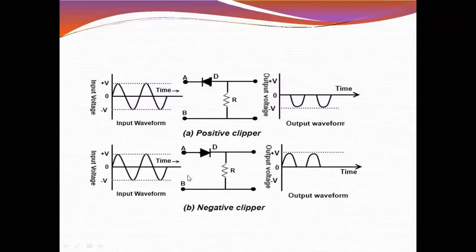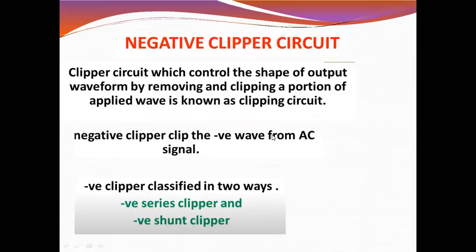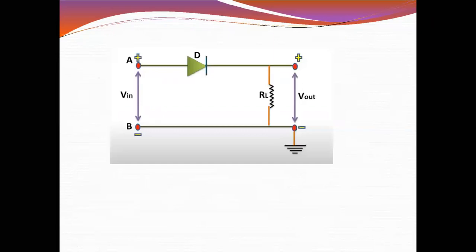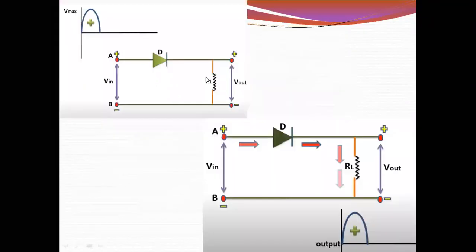So this clipper is called series negative clipper. I hope it is clear. This was the operation. Simply, this was the series negative clipper, where the diode is in the opposite direction when compared with the previous circuit.